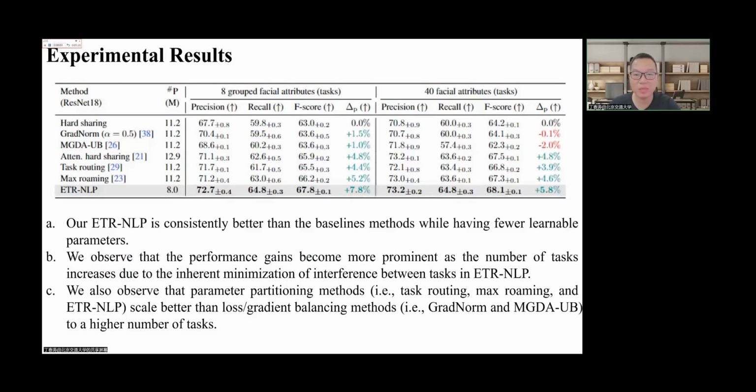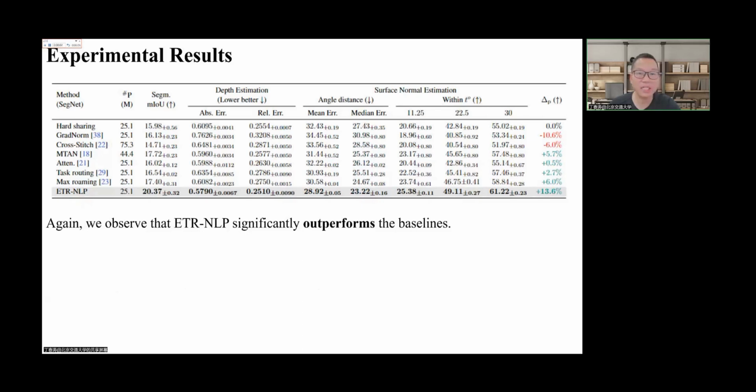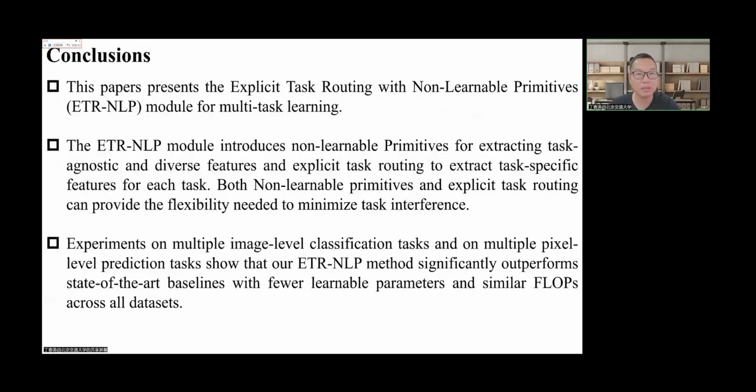As shown, ETR-NLP is a combination of ETR and NLP. We observe that our ETR-NLP is consistently better than the baseline methods while having fewer learnable parameters. Second, we observe that the performance gains become more prominent as the number of tasks increases, due to the inherent minimization of interference between tasks in ETR-NLP. Finally, we also observe that parameter partitioning methods, for example, task routing, maxroaming, and ETR-NLP, scale better than loss and gradient balancing methods to a higher number of tasks. Again, we observe that ETR-NLP significantly outperforms the baselines on many datasets.